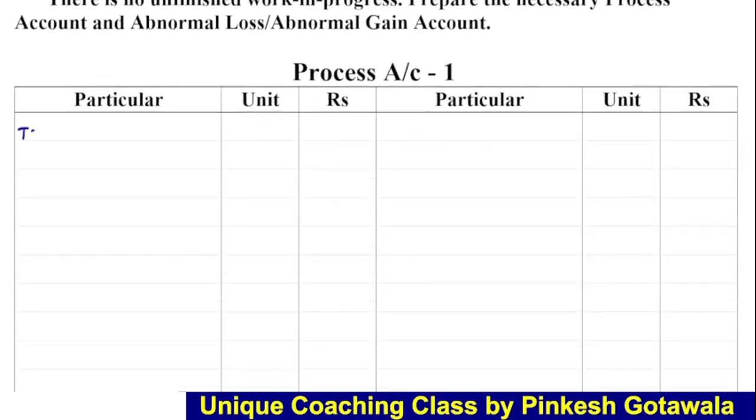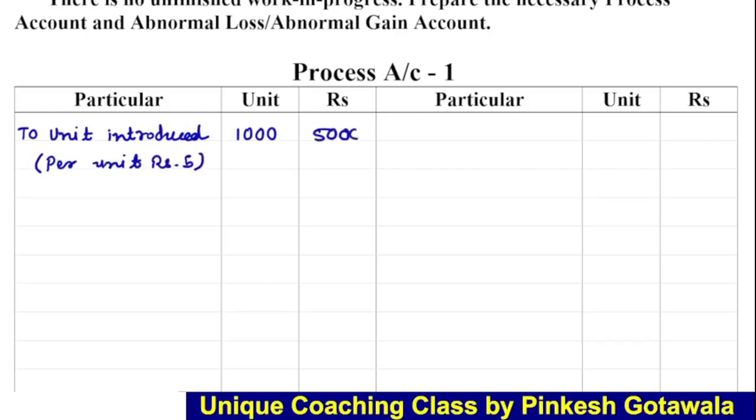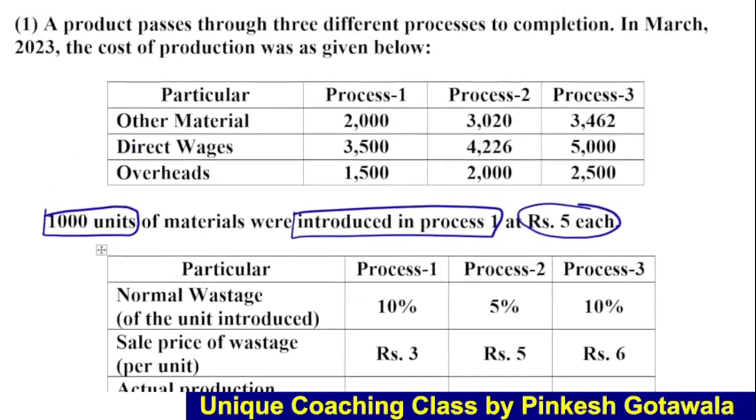So here, units introduced, how many units? That is 1000 units. And the per unit price is given rupees 5, so total 5000. Then let's see which information is given about process 1. So there are 2 tables given. The first table is about all the expenses of process 1 to 3. So we give effect of these expenses: other material, wages and overheads. For process 1: 2000, 3500 and 1500.